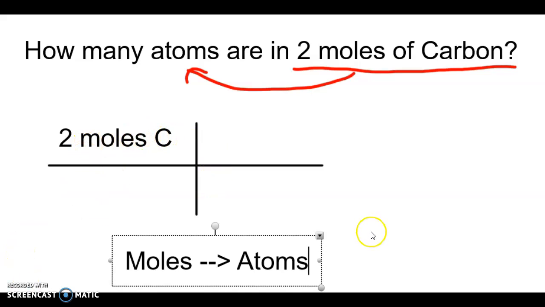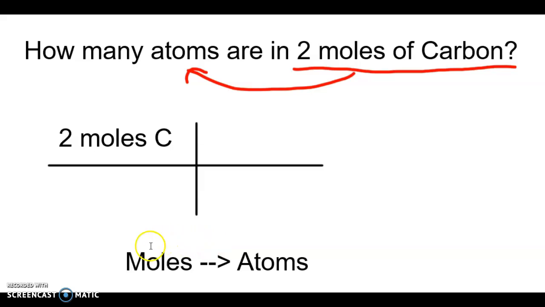Just draw this kind of big plus sign, and you're going to start with your given right there. Okay, so in this problem, I'm trying to get from moles to atoms. In order to do that, we need to get moles to cancel out, and then I will end up with atoms. So it's going to be a little algebra to make that happen.